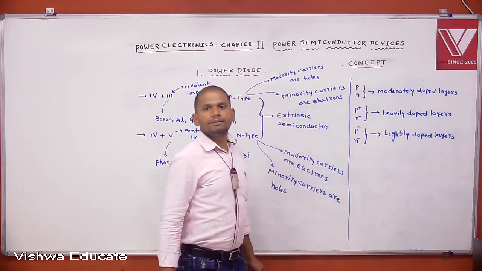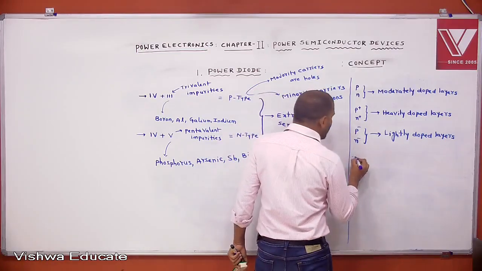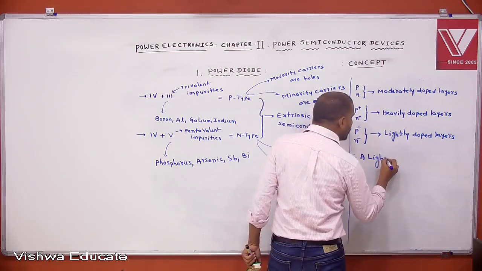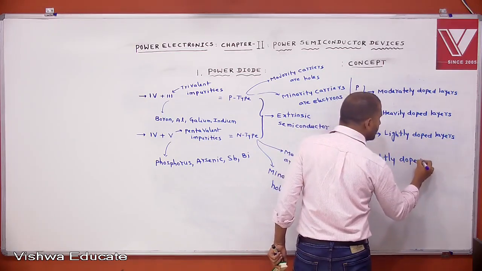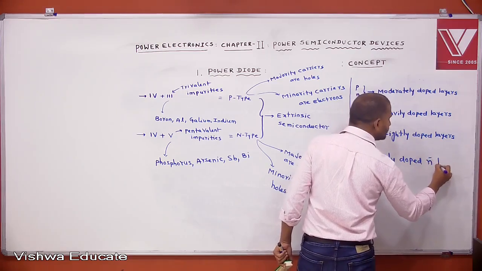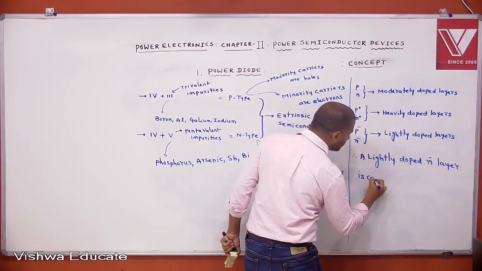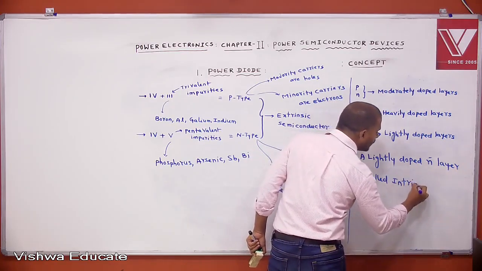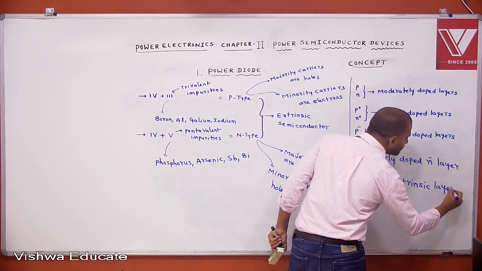Okay, understood? But point to remember, a lightly doped n minus layer is called an intrinsic layer.